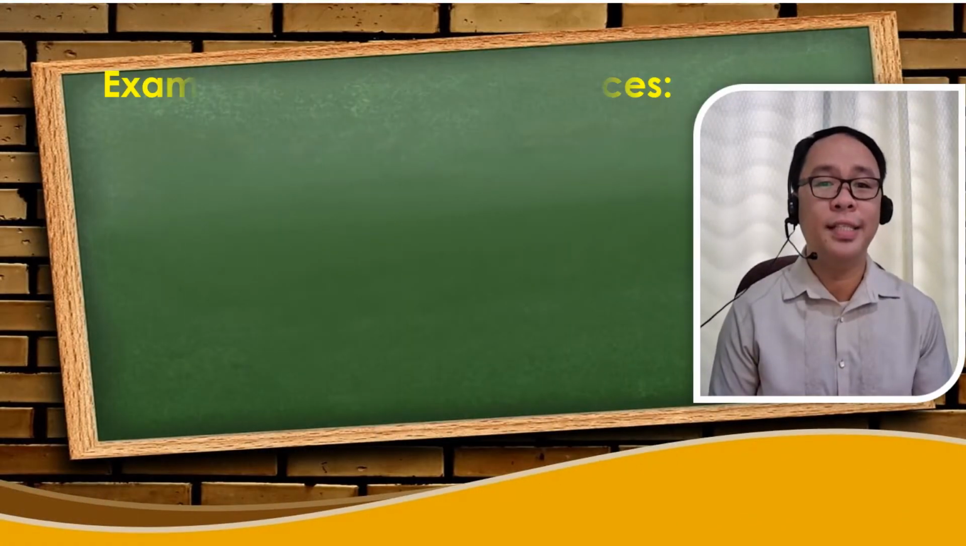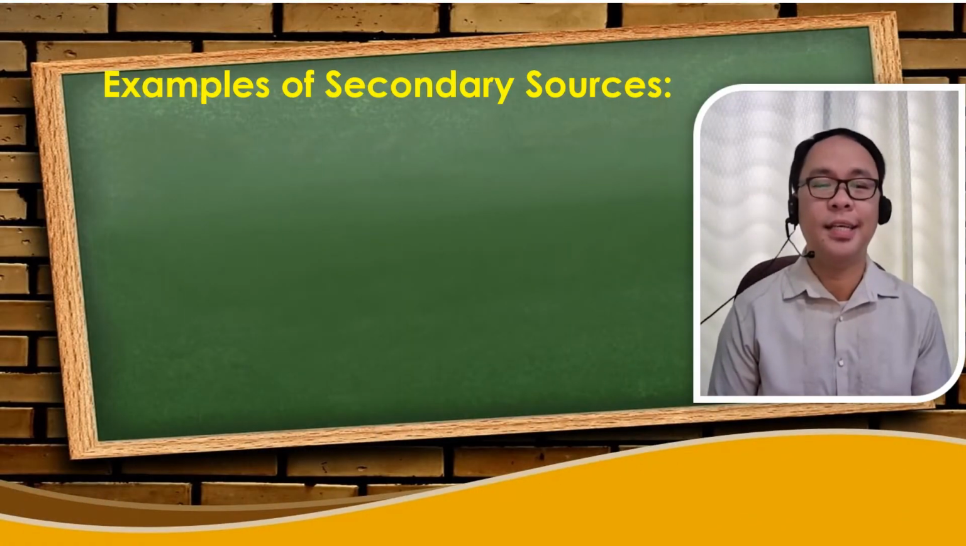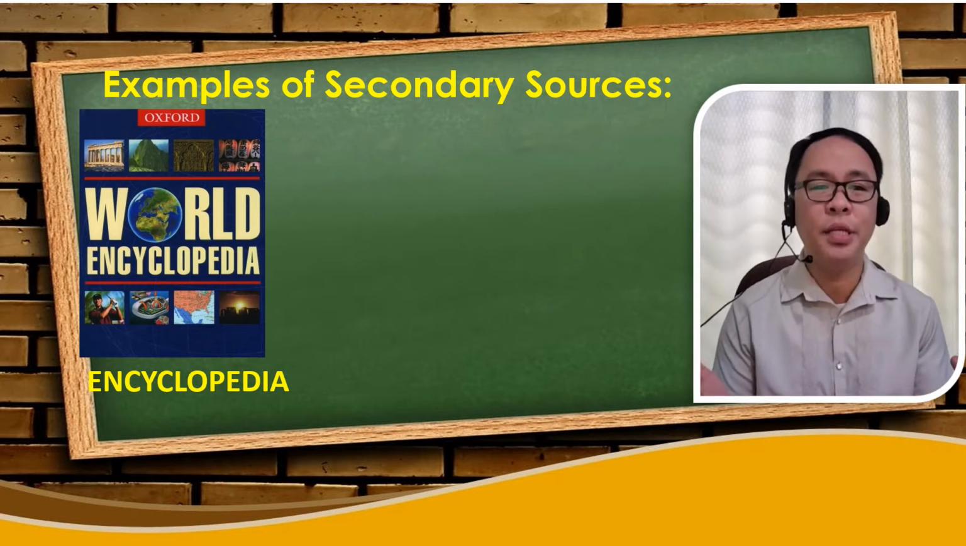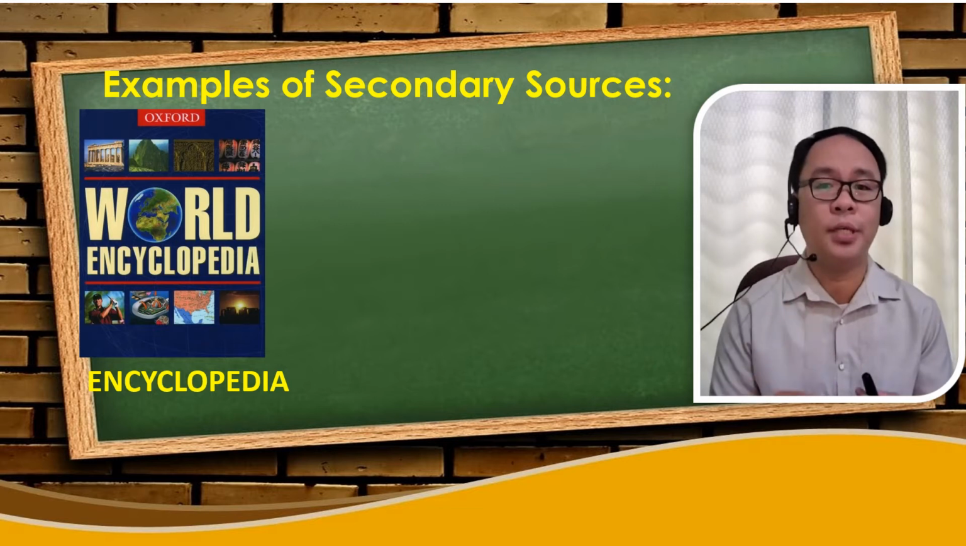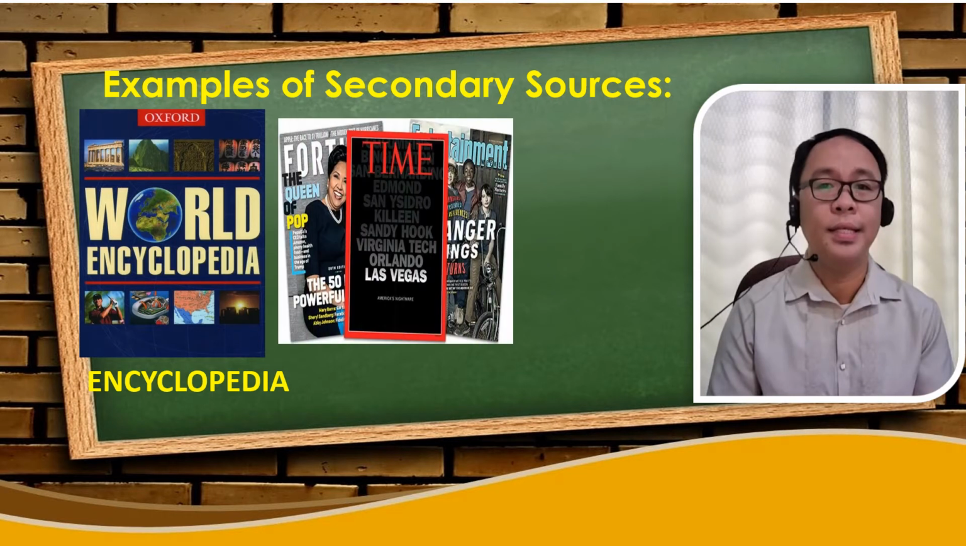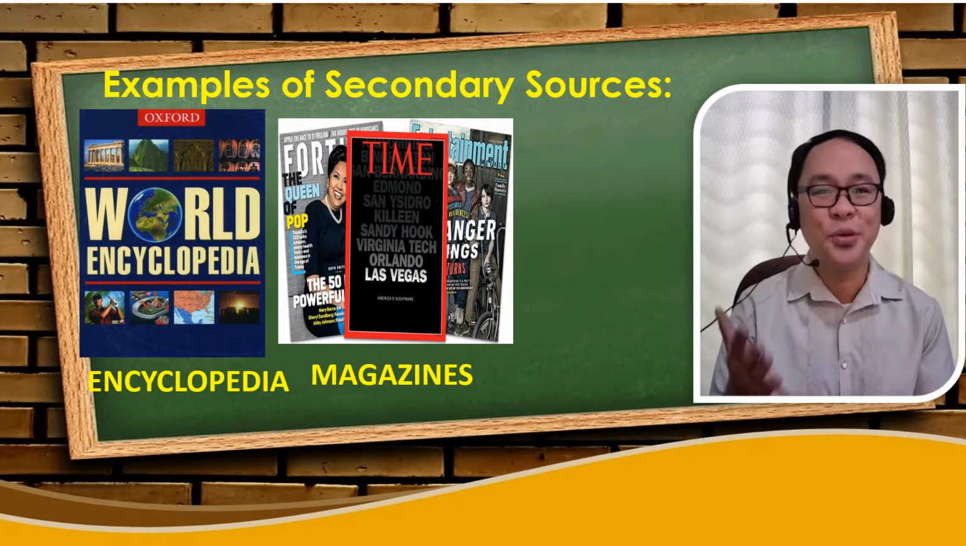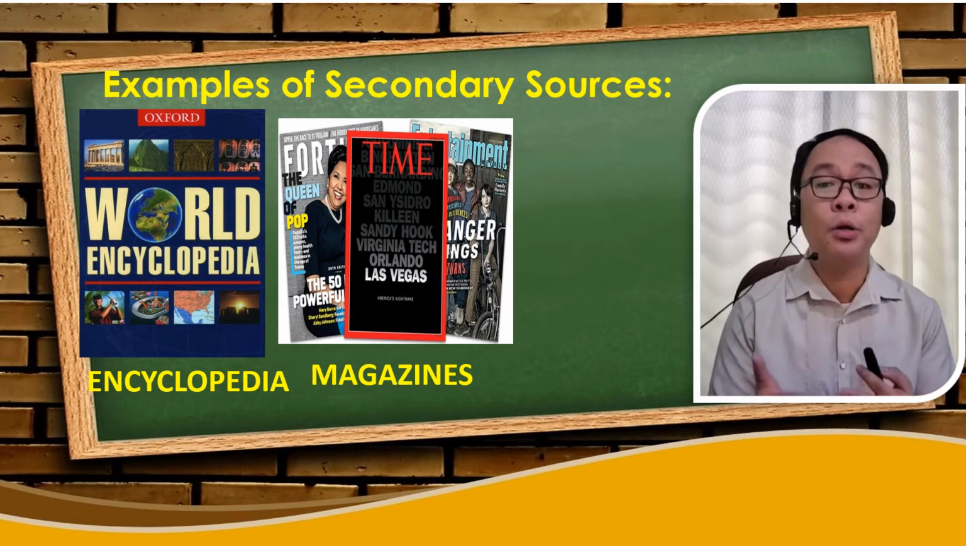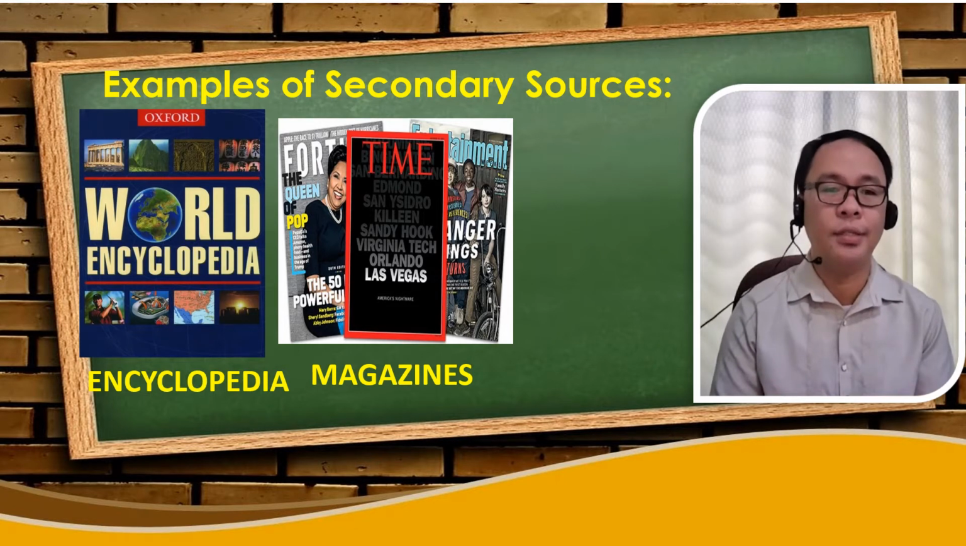We have several examples of secondary sources. First, let's have the encyclopedia. An encyclopedia is a book or set of books giving information on many subjects or on many aspects of one subject, and typically it is arranged alphabetically. Second is the magazine. You are familiar with magazines, right? It is a periodical publication containing articles and illustrations, typically covering one particular subject or area of interest.